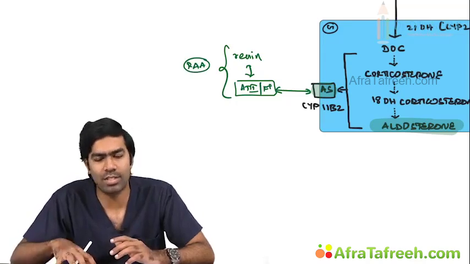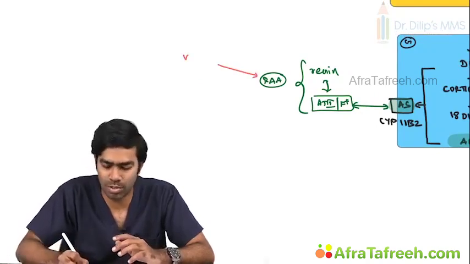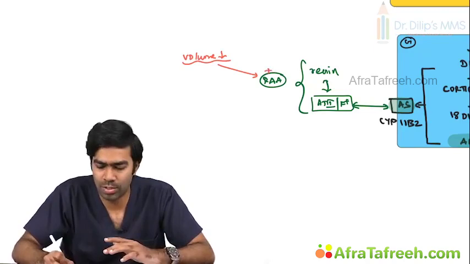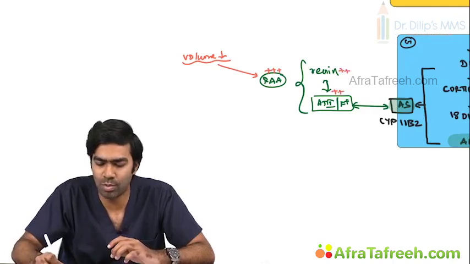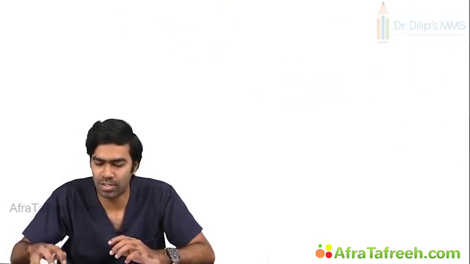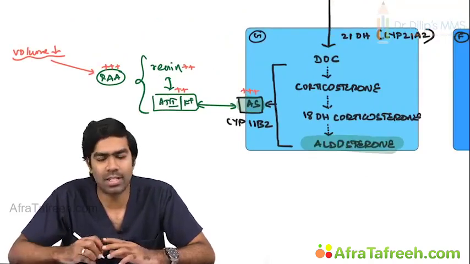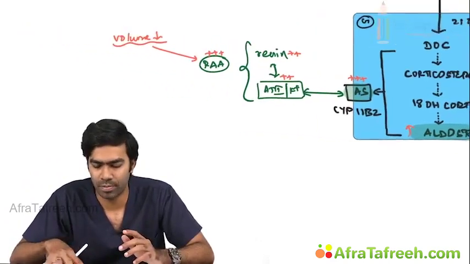So this renin-angiotensin axis is further under the control of the volume status in the body. Suppose the volume status in the body is low, if the patient is having salt wasting or hypovolemia, it's going to stimulate the renin-angiotensin axis, which is going to have more renin and more angiotensin 2, and which is going to stimulate the aldosterone synthase enzyme, which is going to further increase the aldosterone output from the zona glomerulosa.